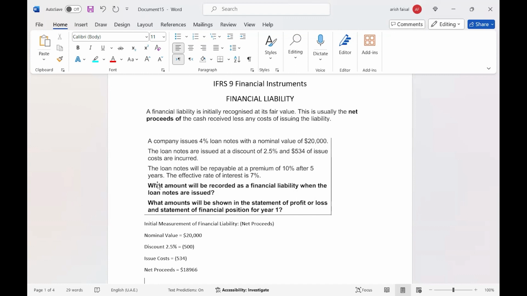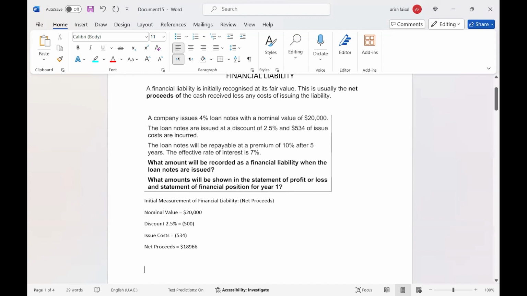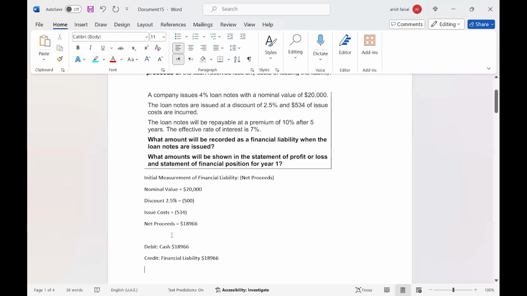Okay. So now, as far as the initial recording is concerned, you will debit cash with the amount of 18,966, and you will credit your financial liability with the amount of 18,966. So that's the initial measurement, which they have asked you at the start of this question, that what amount will be recorded as a financial liability when the loan notes are issued.